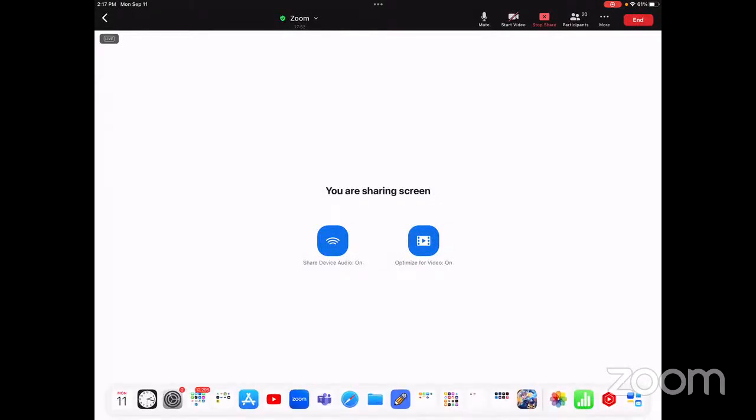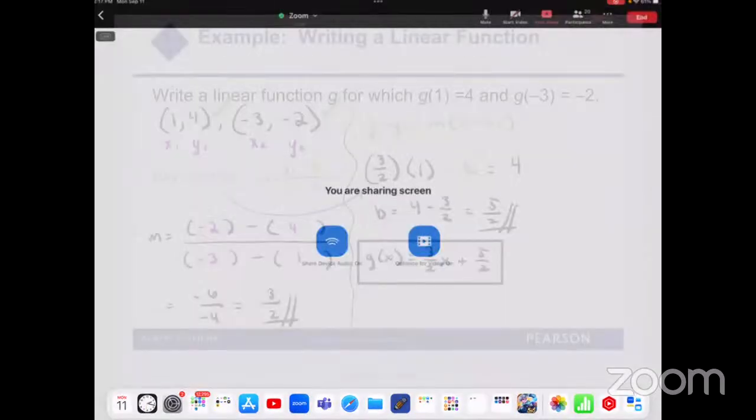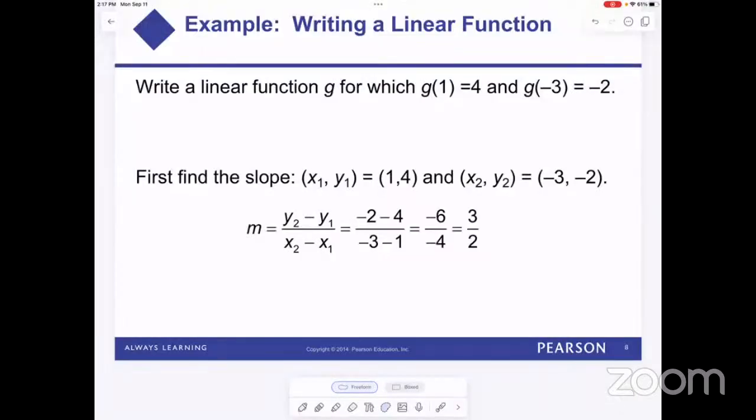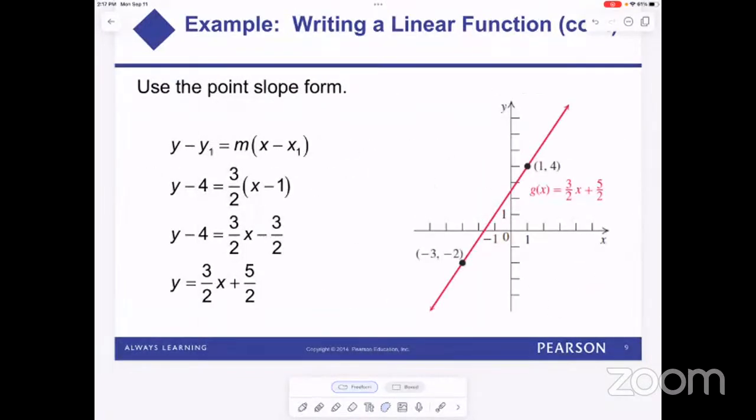Okay, let's hop back over here. So we got 3/2 x plus 5/2. And here's a typed version of what we just experienced. So they found the slope first. I think we got the same thing. And then they use the point slope form, so you can see their use of the point slope. And then we got the same result. I guess I could do this for them as well. This is a lot easier.